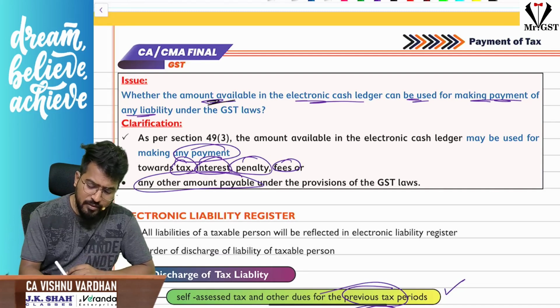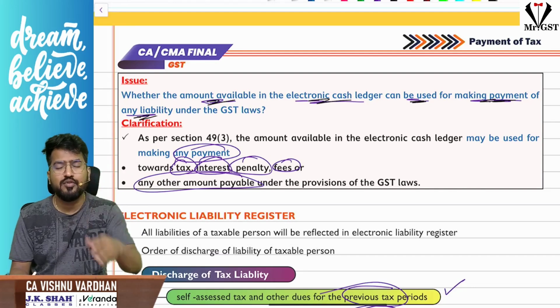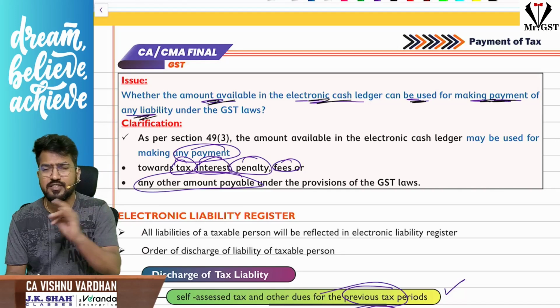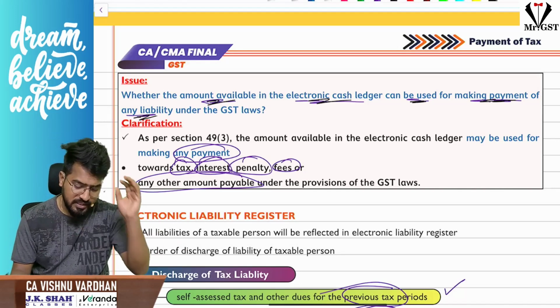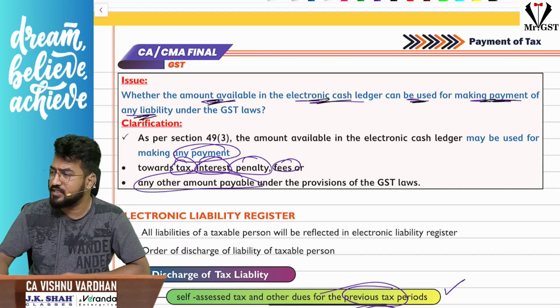Next, amount available in e-cash ledger. E-cash ledger, can I use for making payment of any liability? Of course, cash ledger is just like money, sir. You can use it for anything: tax, interest, late fee, penalty, erroneous refund, whatever it is, anything you can use e-cash ledger. That is what with respect to certain small clarifications there.